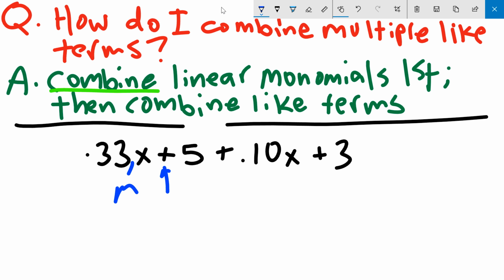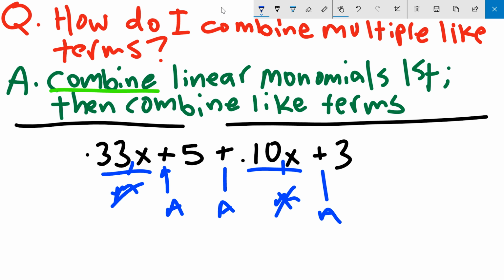We got addition, addition, multiplication, and addition, right? However, we can't really multiply these two together. It's not going to simplify anything. So the multiplication's out of the way. The only thing we have left is the addition. So time to add.